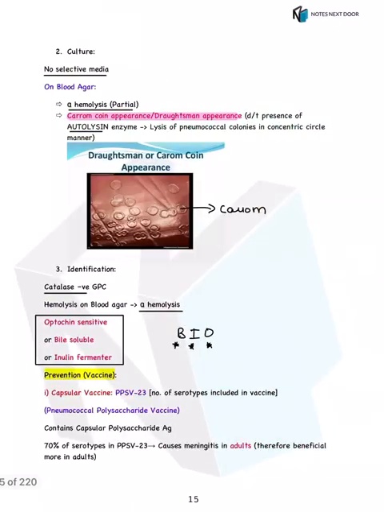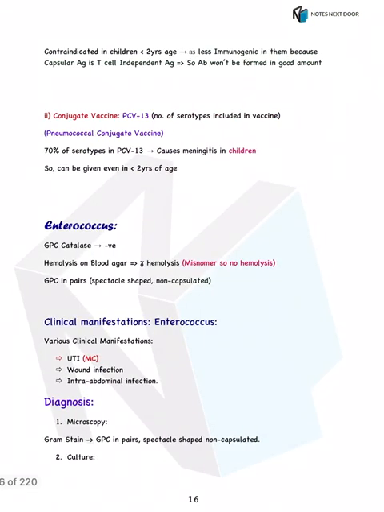Okay, since this causes pneumonia, we can prevent it with the help of vaccine. We have the PPSV vaccine, that is pneumococcal polysaccharide vaccine. 23 is the number of serotypes included. Seventy percent of the serotypes cause meningitis, hence it is more beneficial in adults. This is contraindicated in children less than 2 years of age, as it is less immunogenic. Then you have the conjugated vaccine, known as PCV13 vaccine, so it can be given in children less than 2 years of age.